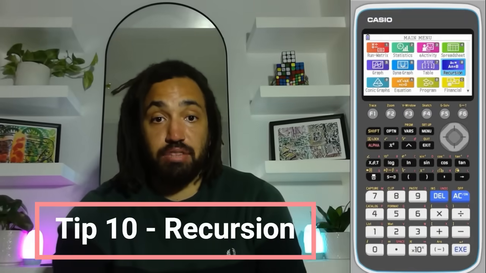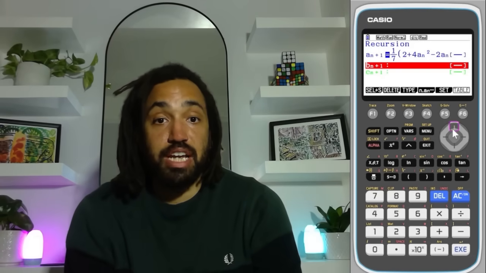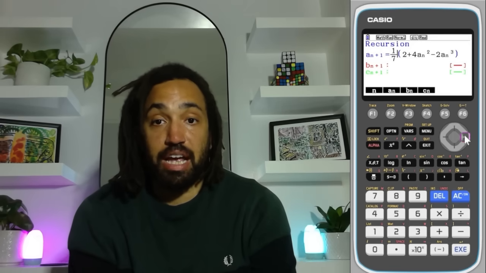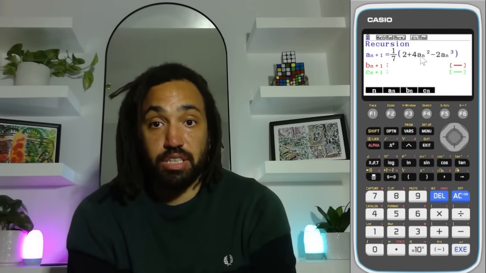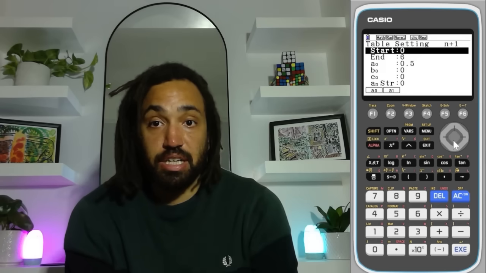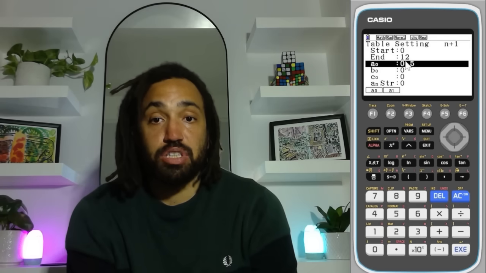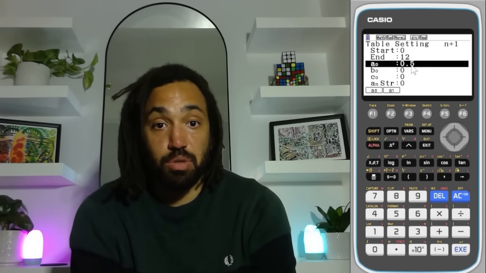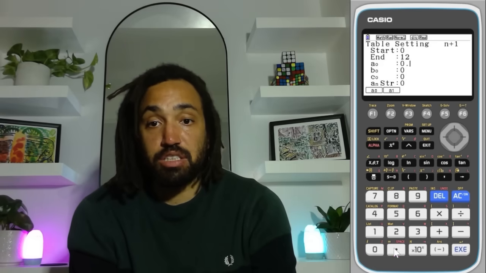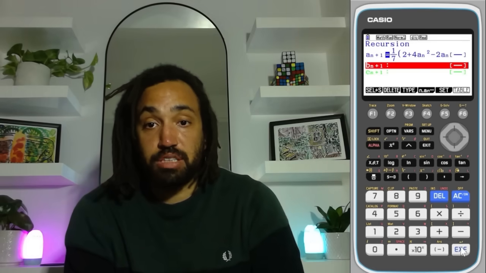Tip number 10 is the recursion function on your calculator. You can find it in the menu right there, and then let's say you've got an iterative formula which you need to work out a root in which it converges to, you just need to type it into the recursion function and then press set. And let's say I want 12 values just to be sure. And let's say I want to start at 0.3 because that's where I'm told the starting point needs to be. I just type in 0.3, I press execute, and then I go to the table button.